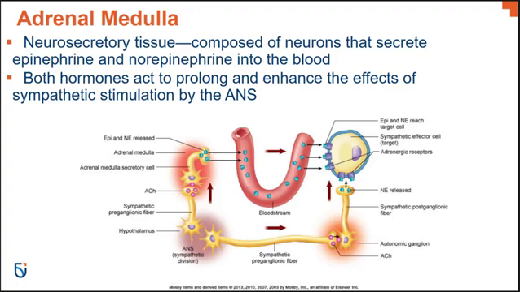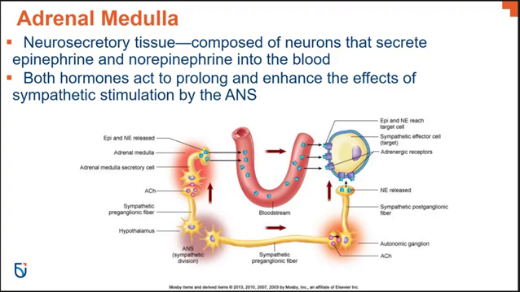The adrenal medulla secretes two important hormones, both of which are non-steroid hormones. Epinephrine, also known as adrenaline, and this is the majority of the secretion, as well as norepinephrine, also known as noradrenaline. These hormones will bind to receptors that are found on sympathetic effectors, such as the heart, such as smooth muscle throughout the body, and those are just examples. And they bind here in order to prolong and enhance the effects of a sympathetic stimulation by our autonomic nervous system.